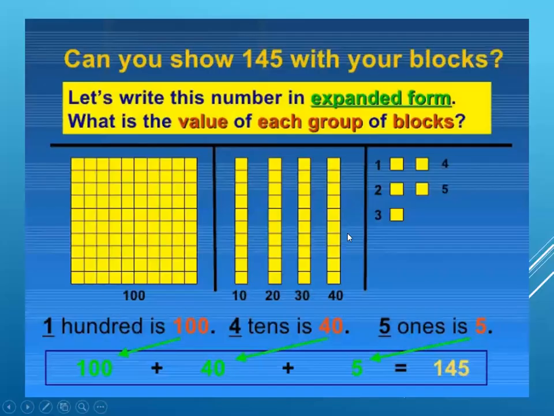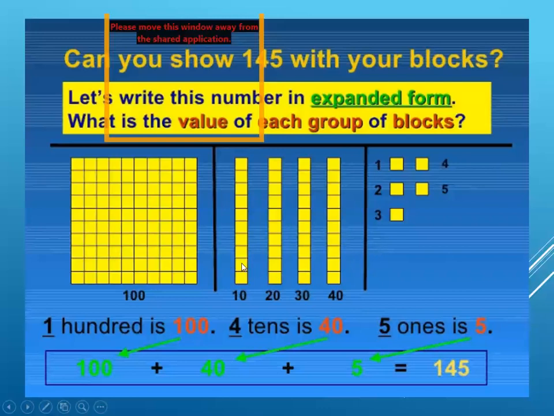So see this example. First we count how many blocks of hundreds there are. There is only one block of hundred, so we write here 100. Then count how many blocks of tens there are. 1, 2, 3, 4. There are four blocks of tens, so we write here 4 tens, because these blocks show tens. 4 tens means 40, because 4 tens are made with 40 blocks.